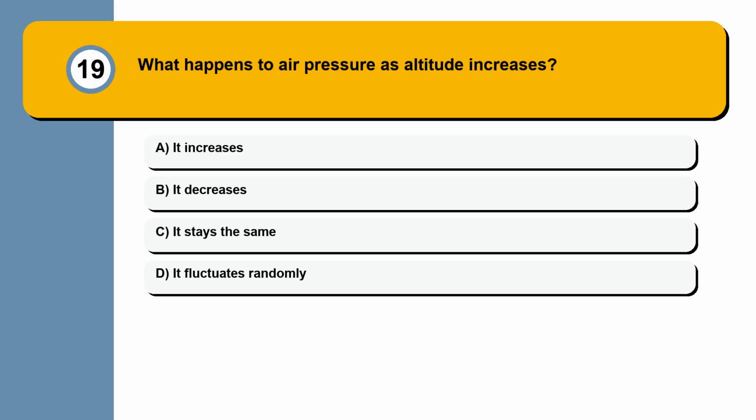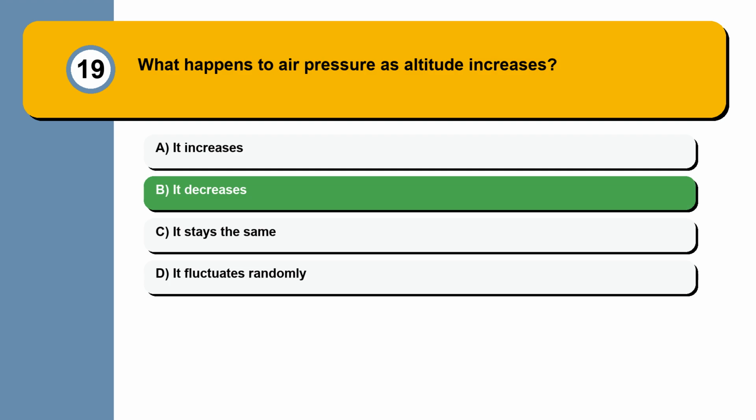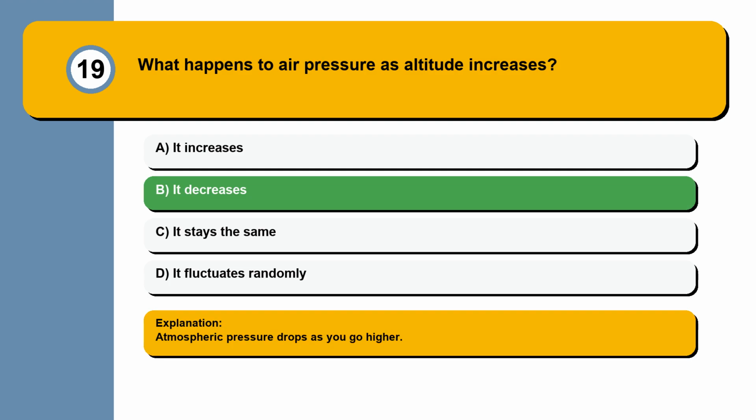Question 19. What happens to air pressure as altitude increases? It increases. It decreases. It stays the same. It fluctuates randomly. Atmospheric pressure drops as you go higher.